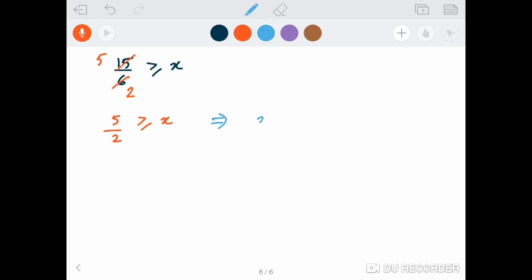Now I generally don't like to put x on the right hand side, so I'll keep x on the left hand side, but don't change the inequality sign in any way. Remember, the inequality is pointing towards x, so even when you move it around, make sure the inequality is still pointing towards x.